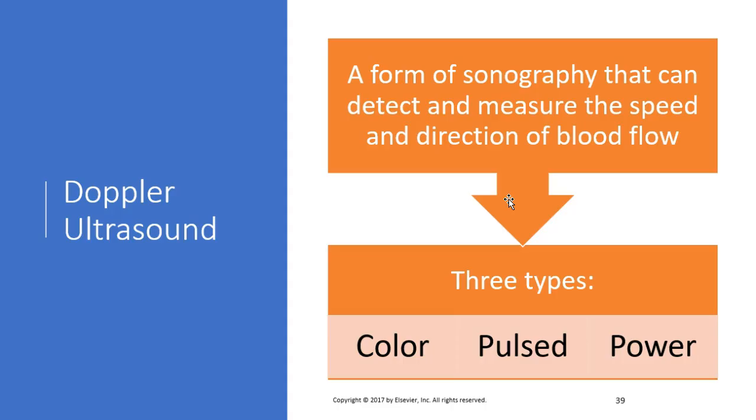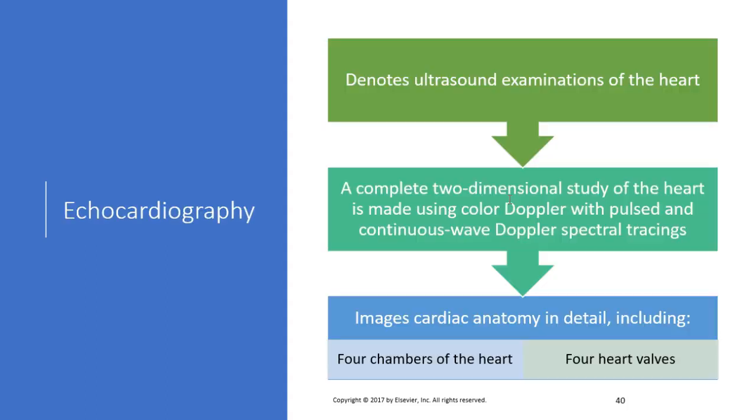Doppler ultrasound is a form of sonography that can detect and measure the speed and direction of blood flow. So there's 3 types. There's color, pulse, and power. And you'll hear it as you walk by ultrasound, you hear push, push, push. That's the Doppler ultrasound.